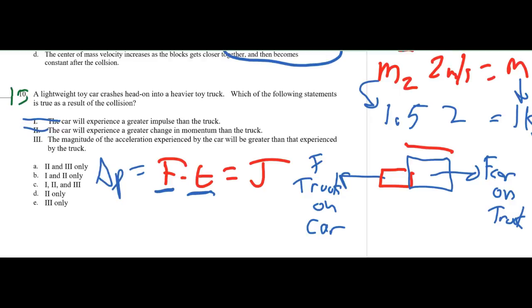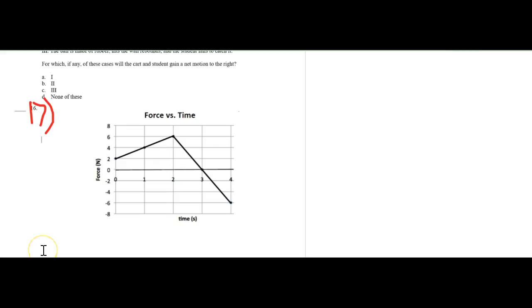The last one: the magnitude of the acceleration of the car will be greater than that experienced by the truck. So my handy dandy favorite equation, F equals ma. Here, they both have the same force, so this has to stay constant. If the mass goes down, because the car is smaller than the truck, then the acceleration has to go up.